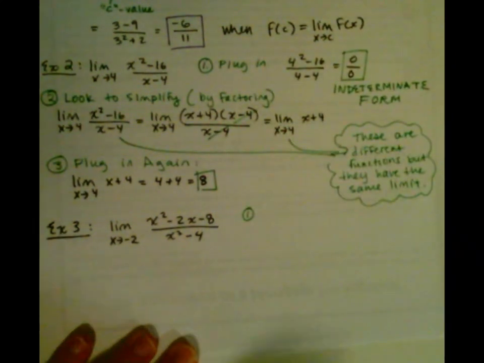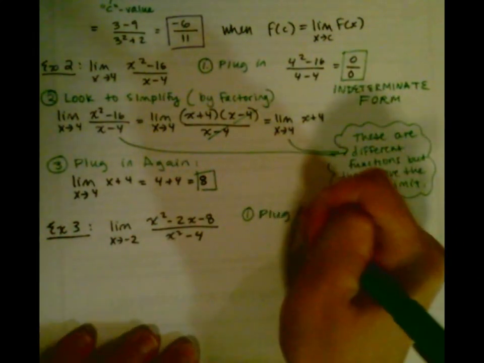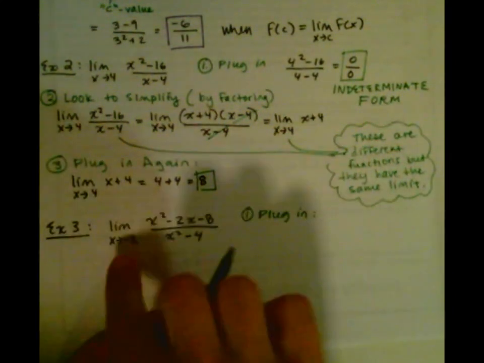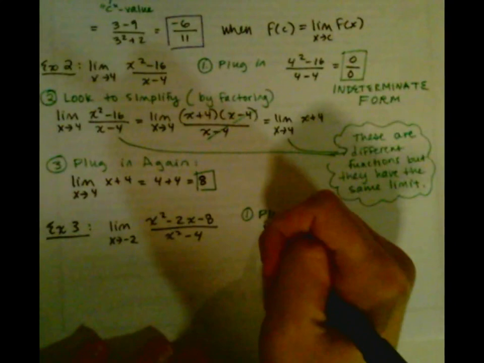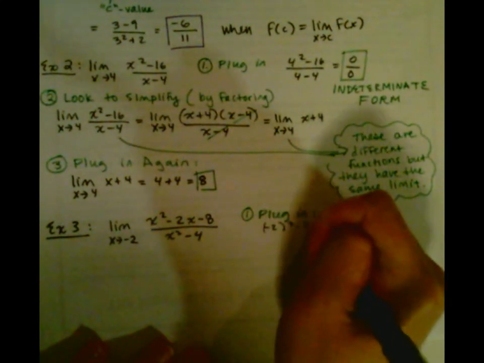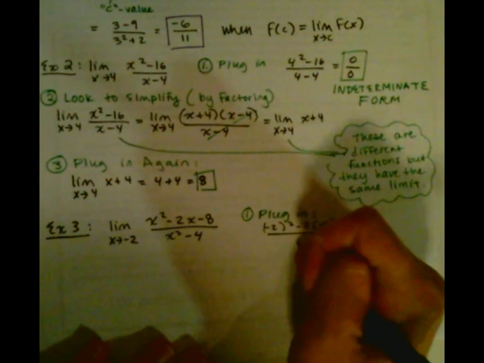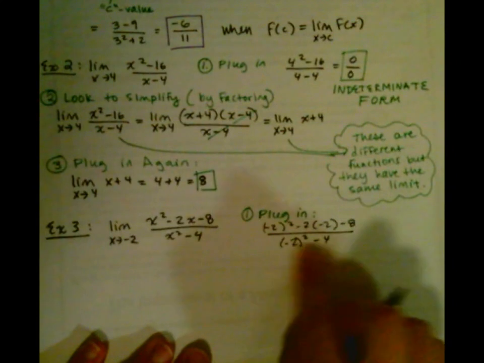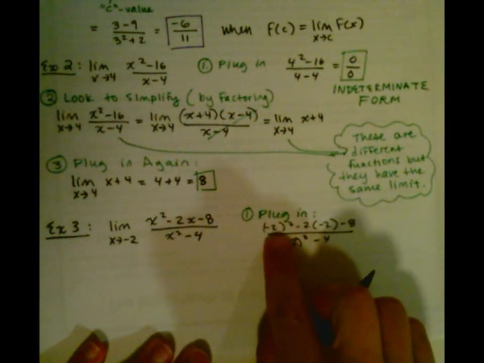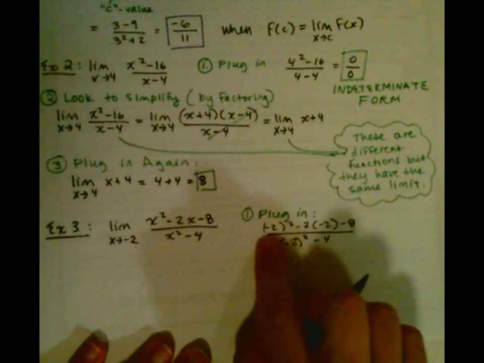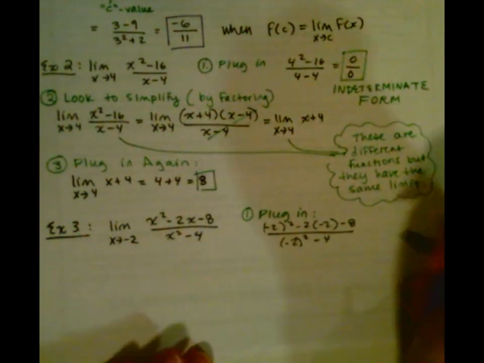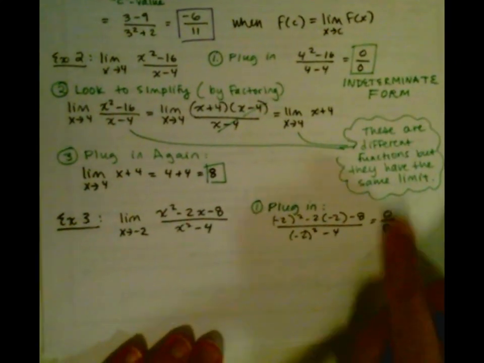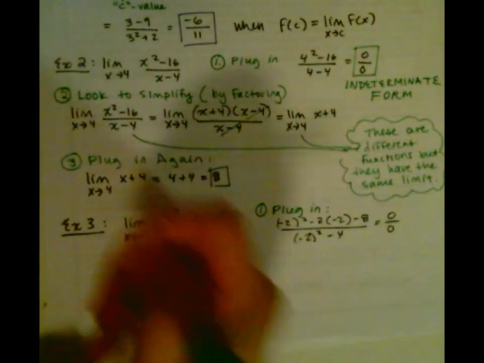So my first step, I'm plugging in. And what happens when I do that, I'm plugging in -2 for all the x's in the function. I get -2 squared minus 2 times -2 minus 8 all over -2 squared minus 4. So in the denominator, that's obviously 0. In the numerator, that's 4 plus 4 minus 8, which is 0. So I get 0 over 0. And whenever I get 0 over 0, that's sending me along to my next step, which is to look to simplify.